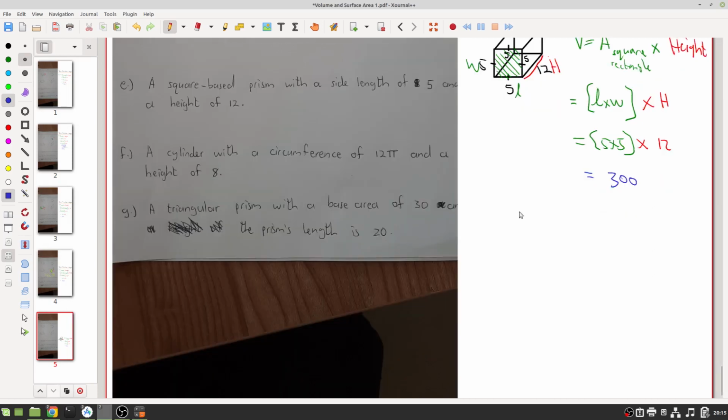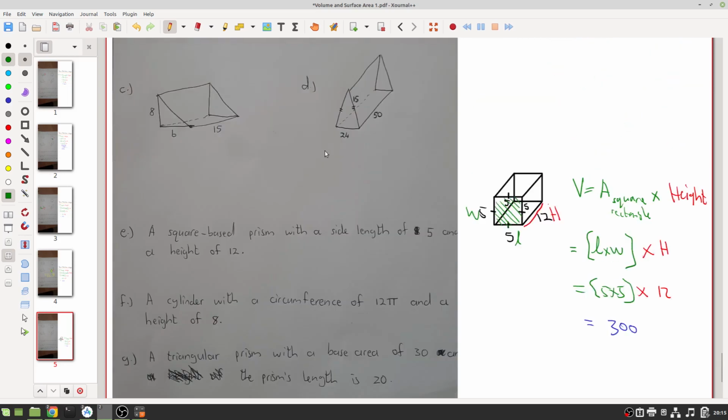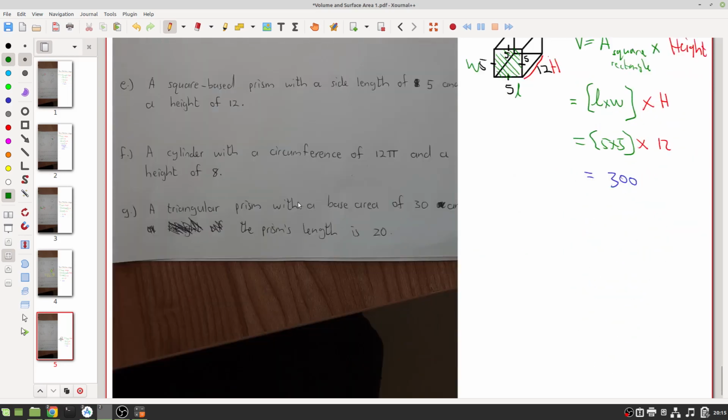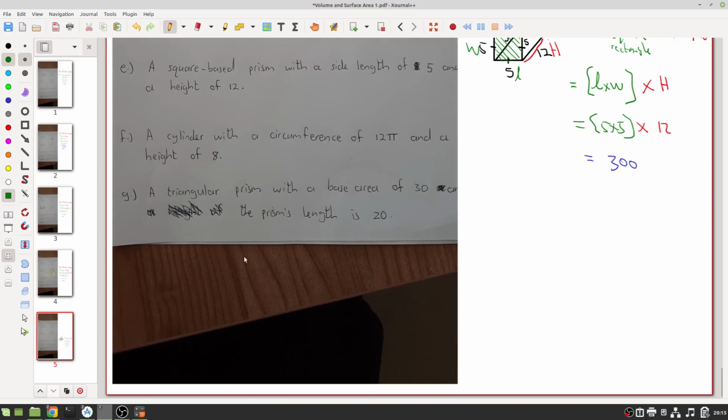Okay, let's just scroll down a bit. Where are we now? F. Okay, so a cylinder with a circumference of 12 pi and a height of 8. Okay, this one is a little bit trickier. That's sort of like number D, where we first have to find out something else. So a cylinder with a circumference of 12 pi.